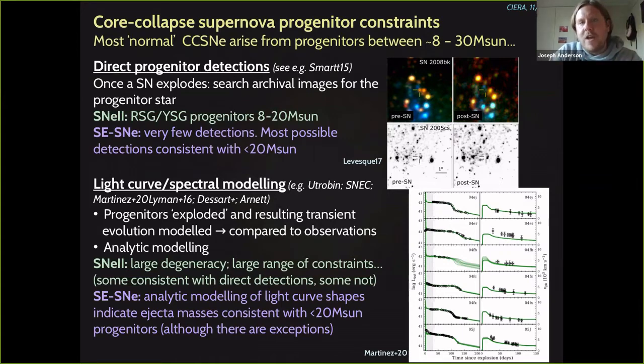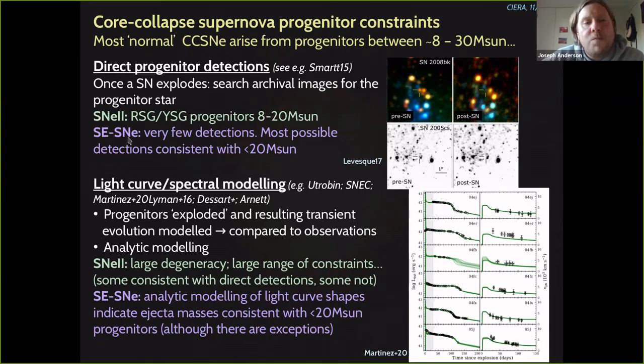The most direct way of getting information here is, a supernova explodes, and then you go and see, pre-explosion, if there is anything there in archival images. And this has been reasonably successful for type 2 supernovae, where we have quite a few constraints, where all the progenitors are consistent with being red supergiants or yellow supergiants within this mass range of 8 to 20 solar masses. It's a bit strange that we don't see something above 20 solar masses, because we do see red supergiants in the local universe above this mass. This is named the red supergiant problem, which is a very interesting topic, but not something I will discuss further in this talk.